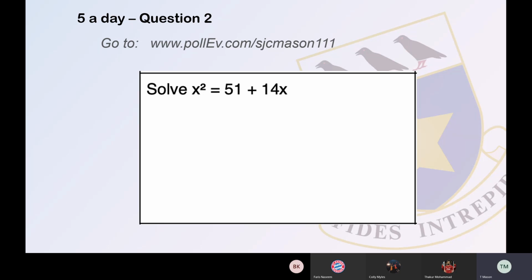We're going to start with the 5 a day. So the questions, hopefully you can see them all right. I'm just going to let them roll through for a few minutes just while more people join, and then we'll get going with the lesson.